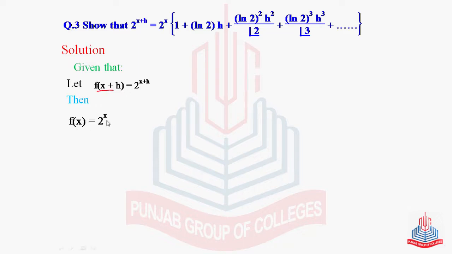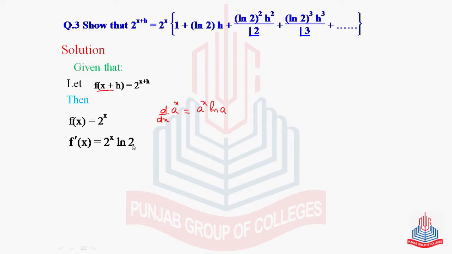Now taking the successive derivatives of this function, we have f prime of x. A derivative of 2 raised to the power x will become 2 raised to the power x into natural log of 2, as we already know that the derivative of a raised to the power x, a is any constant, is a raised to the power x into log of a. So that is 2 raised to the power x into log of 2.